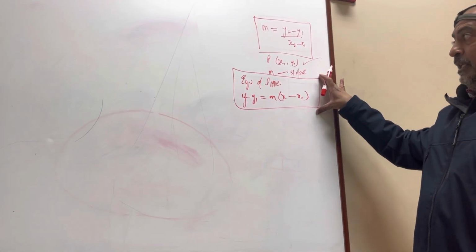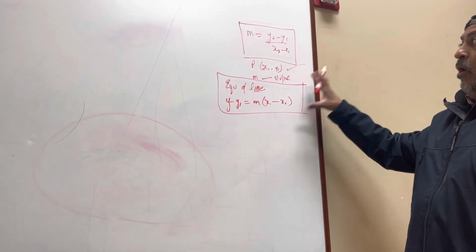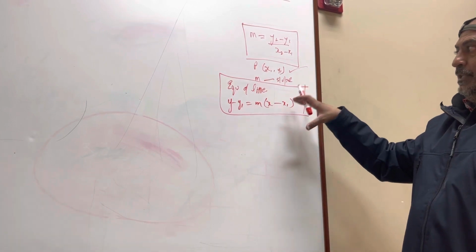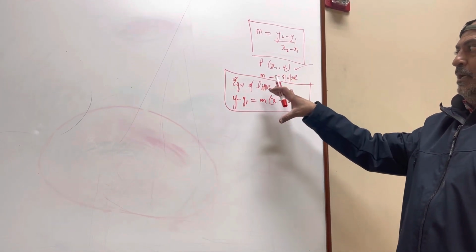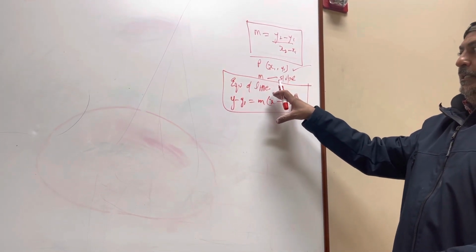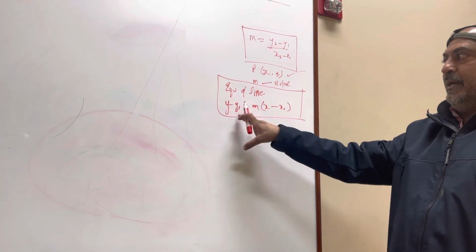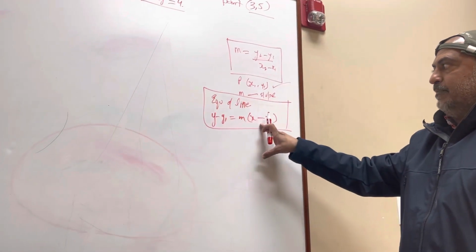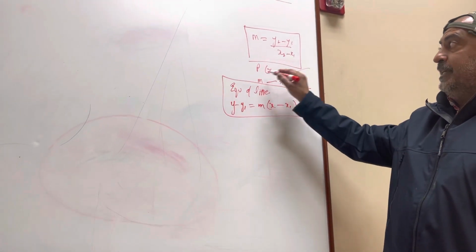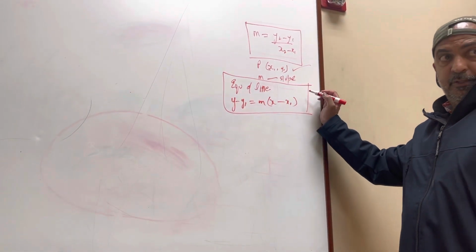We use this equation, or you can say the formula, whatever you want to say, but the general practice is that we find the equation of a line by using y minus y1 is equal to m(x minus x1) when 1 point is given and the slope is given to you.